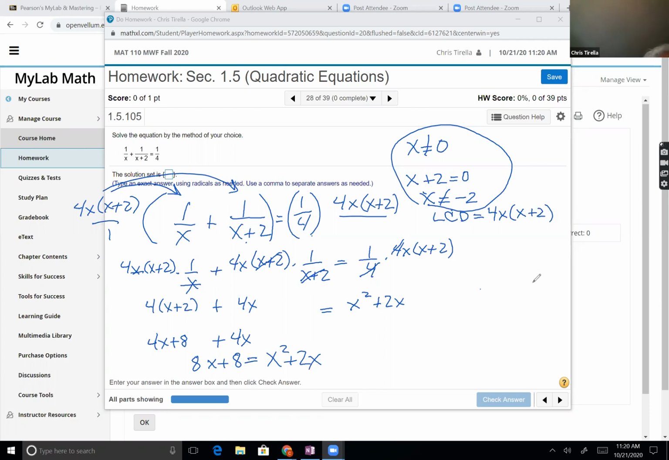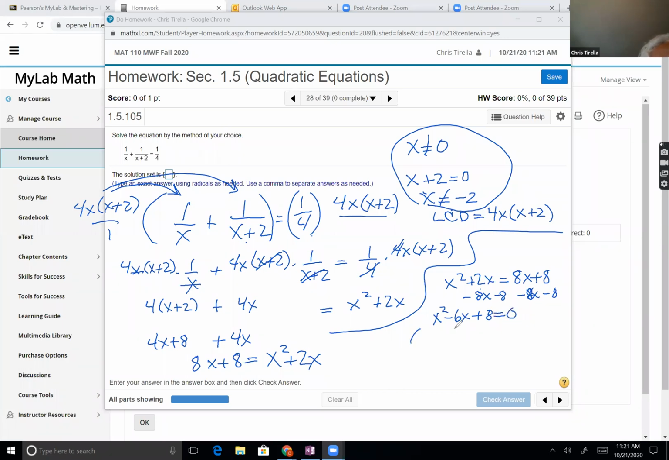And now I've got that quadratic equation. So when I go to solve that, x squared plus 2x equals 8x plus 8. When they say using the method of your choice, they mean, do you want to factor? Do you want to complete the square? Do you want to use the square root property? Or do you want to use the quadratic formula? Before I make that decision, I'm going to put it in standard form by subtracting 8x and 8 from both sides. So that gives me x squared minus 6x plus 8 equals 0.